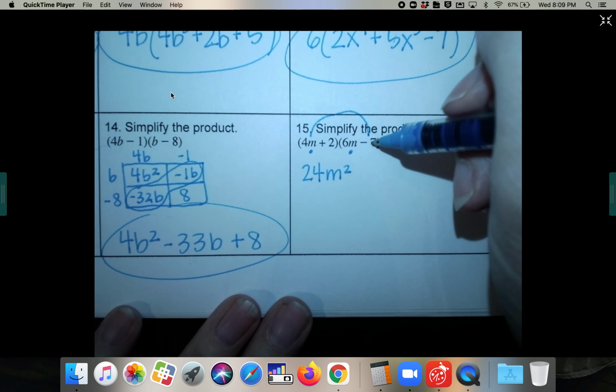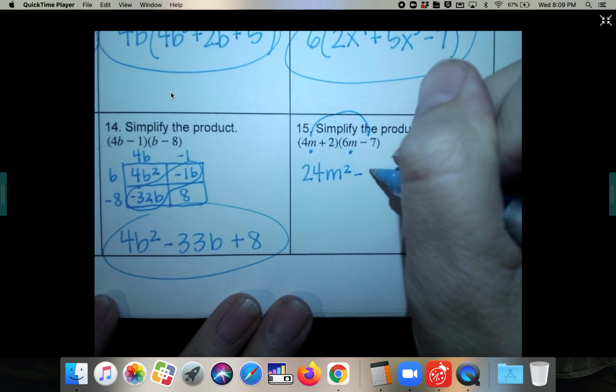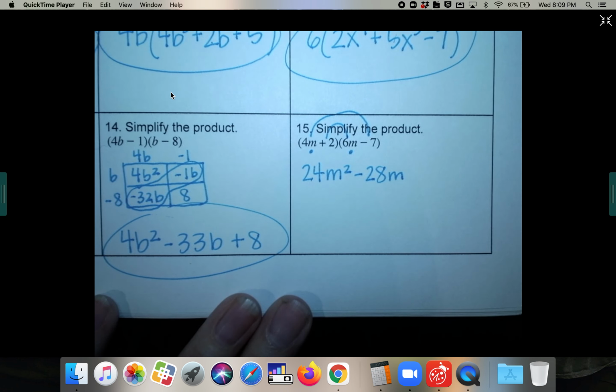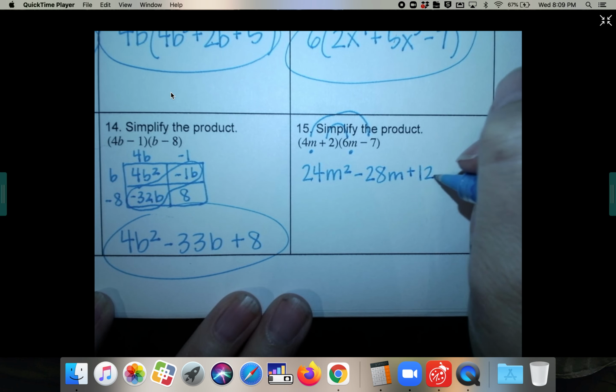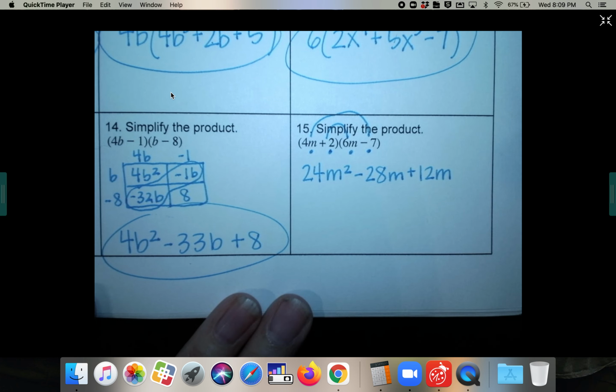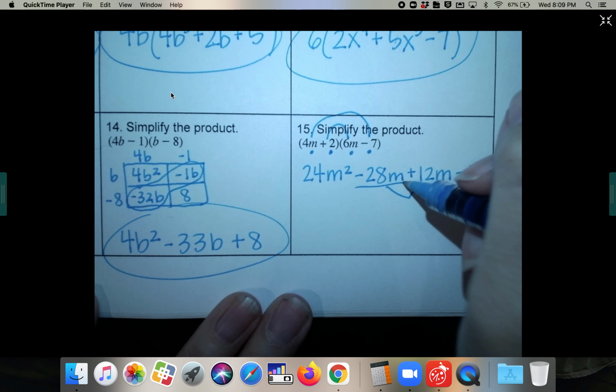Outsides would be negative 7 times 4m, which is negative 28m. Insides are 2 times 6m, which is 12m. And then lasts are 2 times negative 7, which is minus 14. Remember, the middle 2 are like terms.